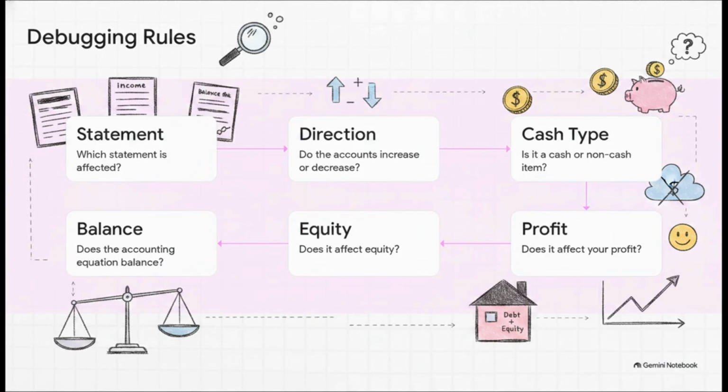Are these specific accounts increasing or decreasing? Is this a cash or a non-cash item? Does it impact my reported profit and equity? And most importantly, does the accounting equation still balance? Using this structured thought process is the ultimate secret to debugging even the most complicated models without getting totally lost.